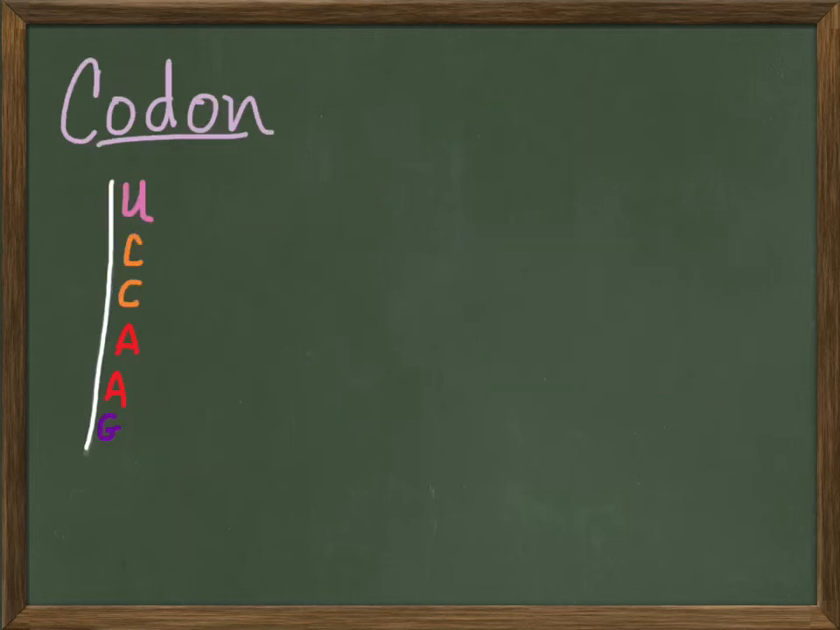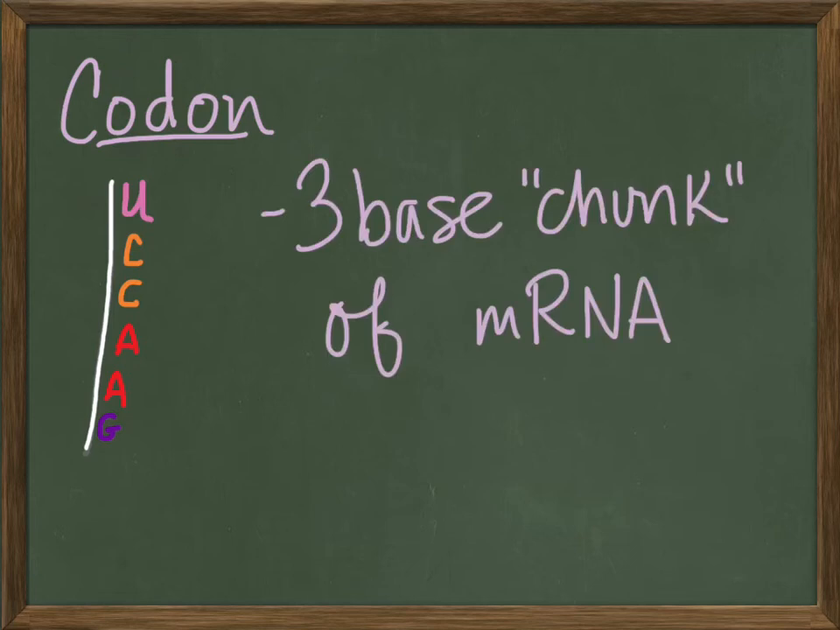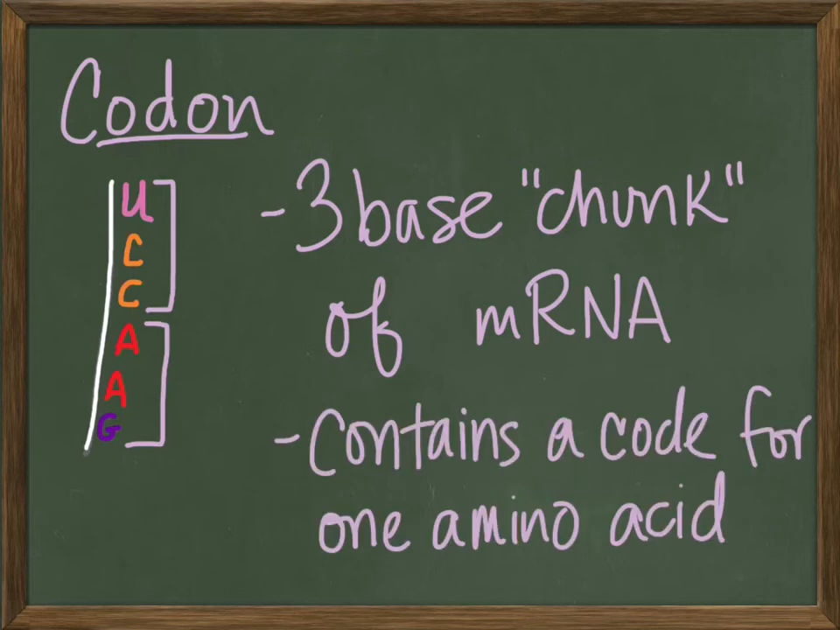What about the word codon? Well, here's a piece of mRNA, and we can look at it in 3 base chunks. Those 3 base chunks are called codons. And when the mRNA is being read, I put that in air quotes, but you can't see them, to build the protein, those 3 base chunks each contain a code that specifies one particular amino acid.